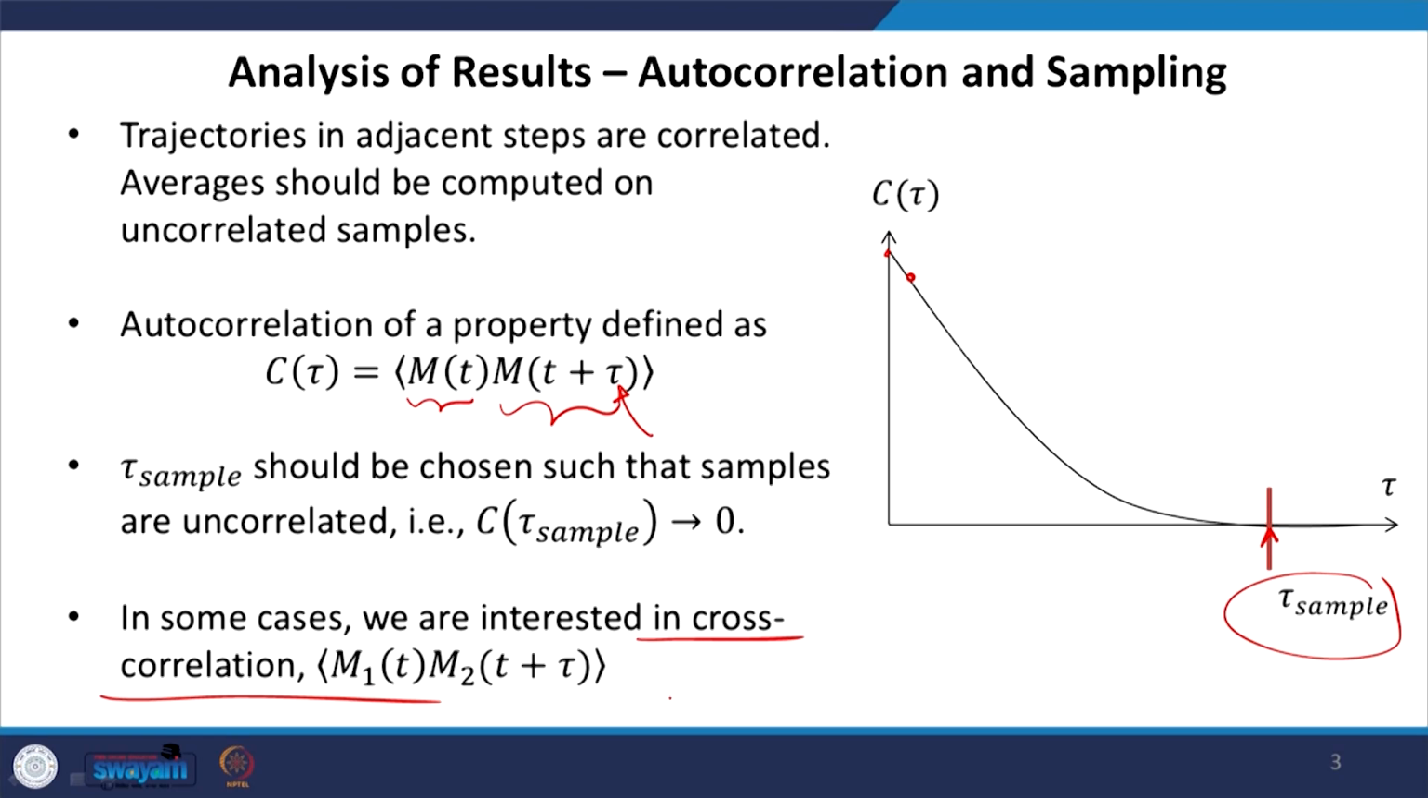In some cases, we are also interested in cross correlation. Let us say we have two properties M1 and M2. We can look at the correlation of the M1 value at time t and the M2 value at time t plus tau. So, it tells me how the M2 value at a later time is correlated with respect to the M1 value at a previous time. This is particularly useful for computation of properties like diffusion coefficient, viscosity and so on. We can come to that later, but this is also something that one can compute using the same ideas, and this now contains the correlation between two different properties.